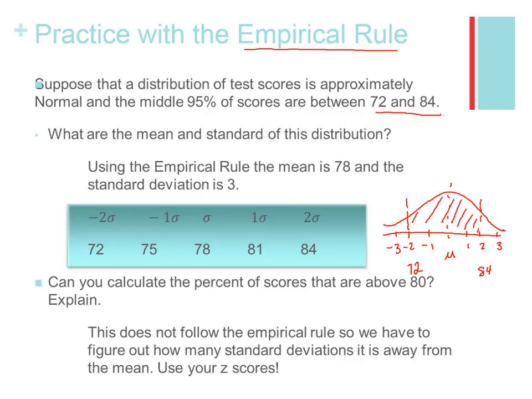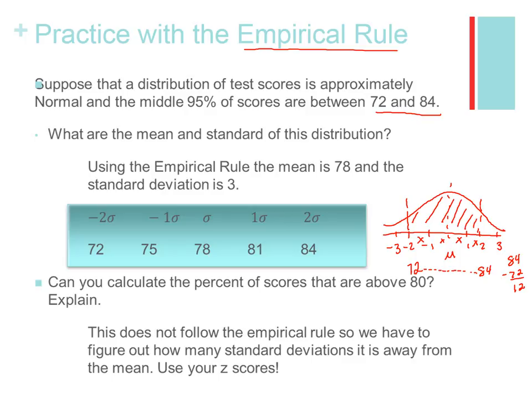And then you have one standard deviation, two standard deviations, three, negative one, negative two, negative three, above and below the mean. All right, so we know that 95% of the data is between 72 and 84. So we know 72 and 84, since it said 95% of the data, that is going to be within two standard deviations above the mean.